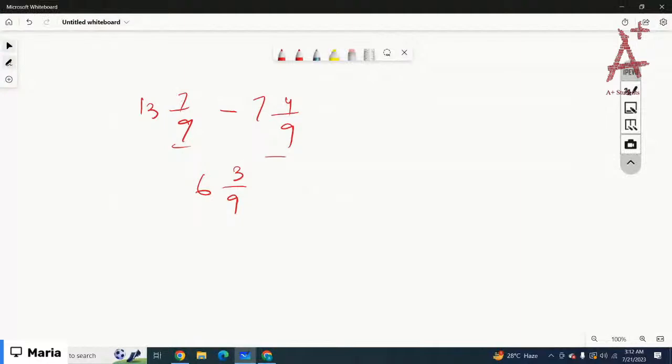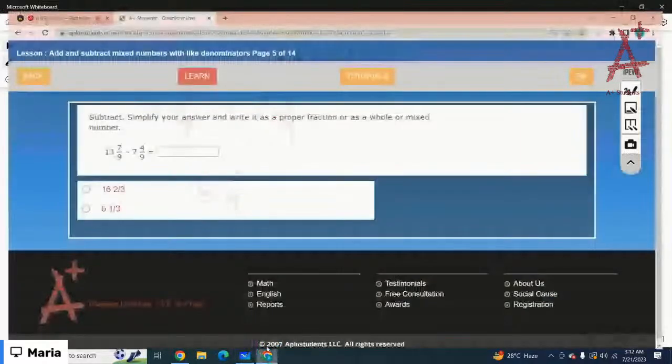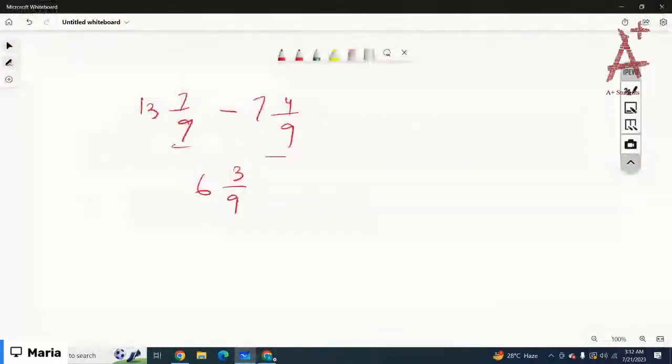So the correct option is 6 whole 3 over 9. Also, 3 over 9, you divide them by the common factor 3. So it would be 3 divided by 3 is 1, and 9 divided by 3 is 3. It is 6 whole 1 over 3. The correct option is 6 whole 1 over 3.